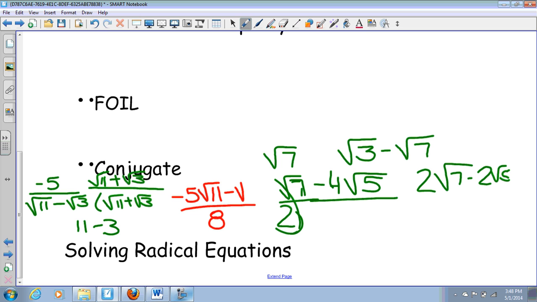minus 5 times the square root of 3. Or you could have said plus negative 5 times the square root of 3. Okay? Conjugate.